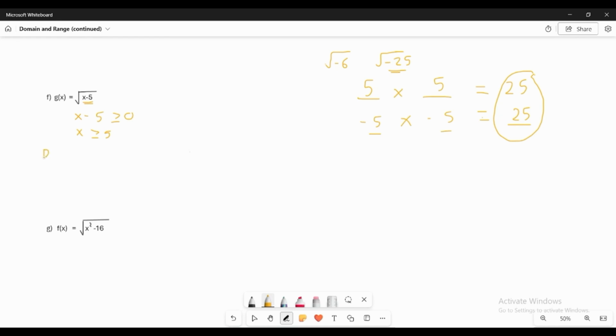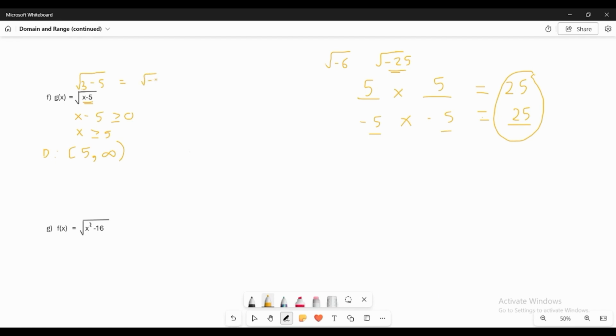That means here our domain is the set of all the real numbers that are equal to or greater than 5. So in interval notation, we can write it like this. Now you can even check this out. If we take any number less than 5, let's say we are taking 3, then 3 minus 5 gives you square root of negative 2.